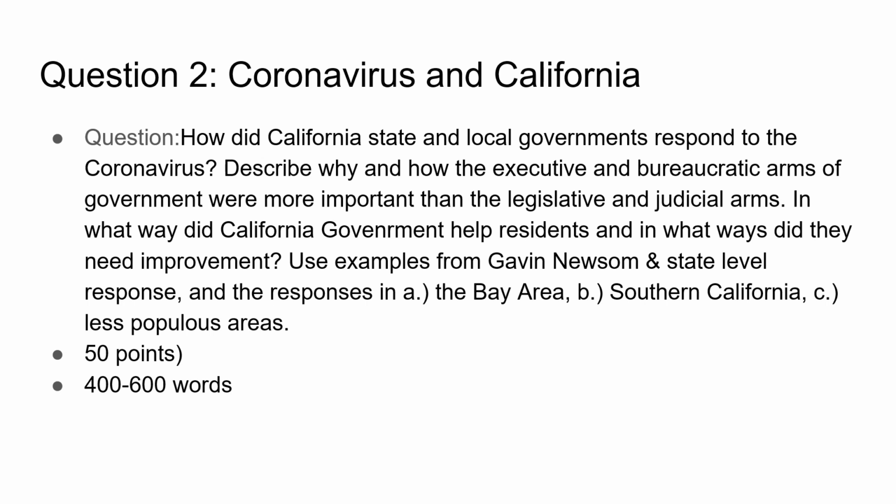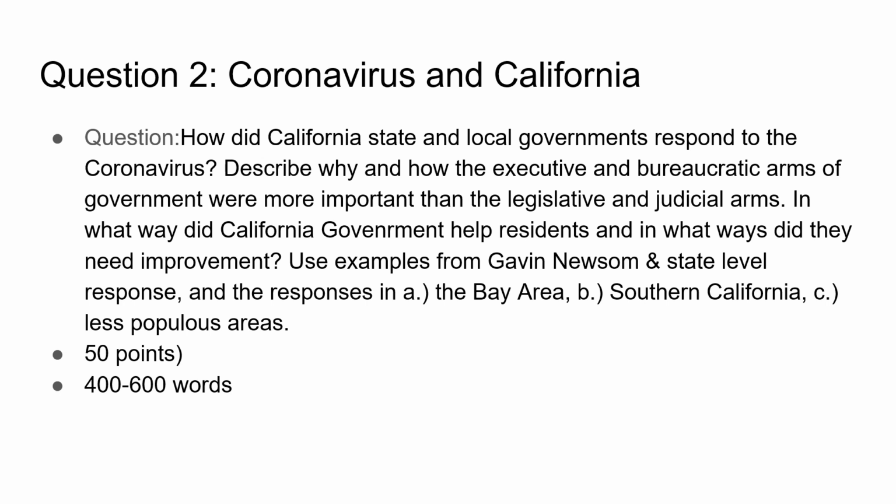and judicial arms. So we talk a lot about the three co-equal branches of government, but in this case, we are talking pretty much about the executive and the executive function through the bureaucracy. Why is that? Why is this situation not requiring legislative and judicial input to the same extent of others? We want to know, in what way did California government help residents, and in what way did they need improvement?